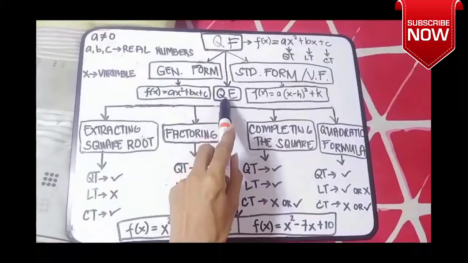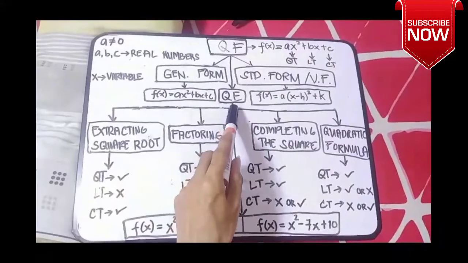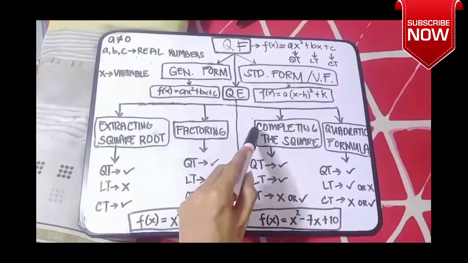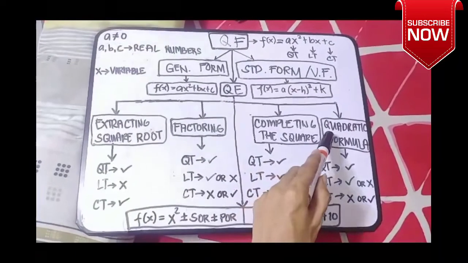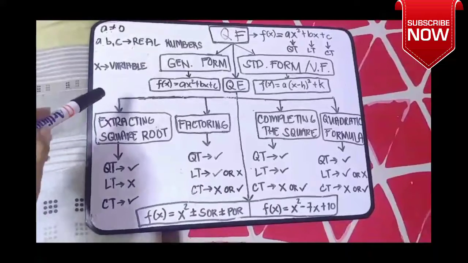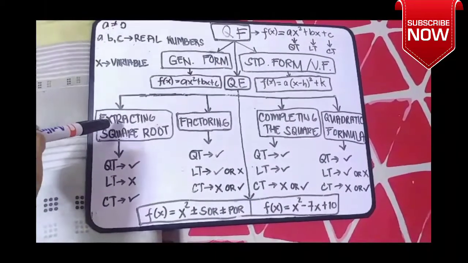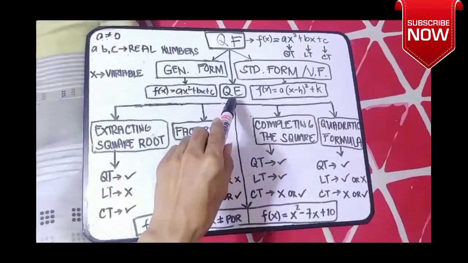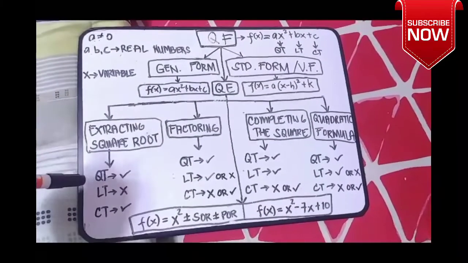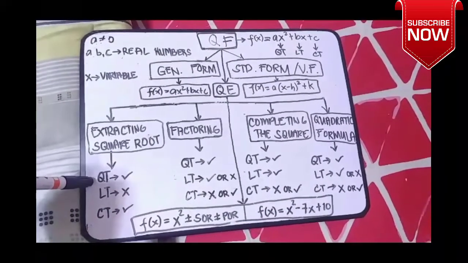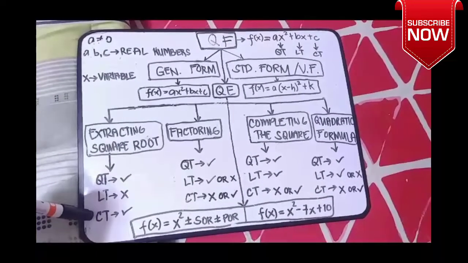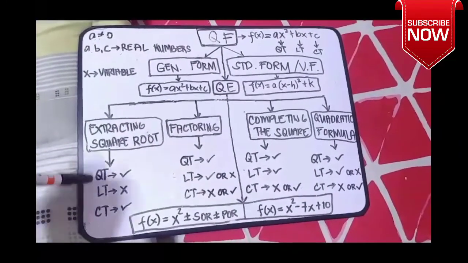So there are four different methods in solving quadratic equation. The first is extracting square root, second factoring, third completing the square, and the fourth quadratic formula. Alright, so I will give some cases sa paggamit ng four different methods in solving quadratic equation. But before that, let's identify first the given symbols. QT is the quadratic term, LP linear term, and CT is the constant term.